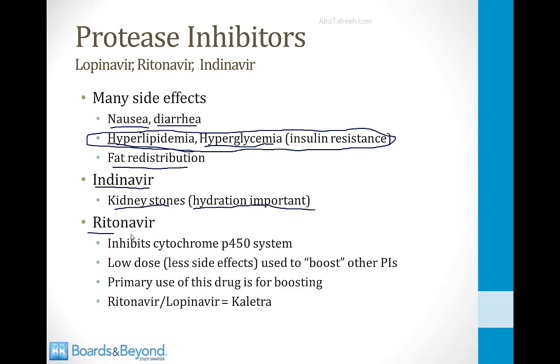And then finally, ritonavir has a special feature. It inhibits the cytochrome P450 system, so it can be administered at a low dose, which will cause less side effects to boost the effect of other protease inhibitors. And so the primary use of ritonavir in the modern era is to boost the effect of other drugs. For example, ritonavir and lopinavir are used in combination in a drug called Kaletra, and by putting these two in combination, it allows you to use a lower dose of both drugs and have less side effects while still boosting the effects because you inhibit the P450 system.